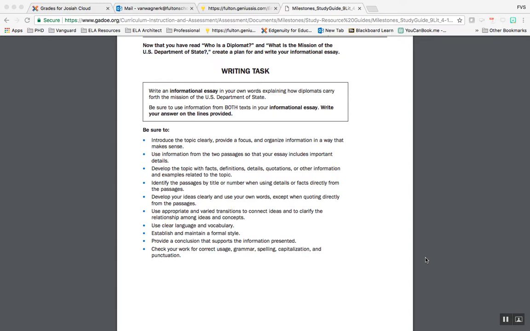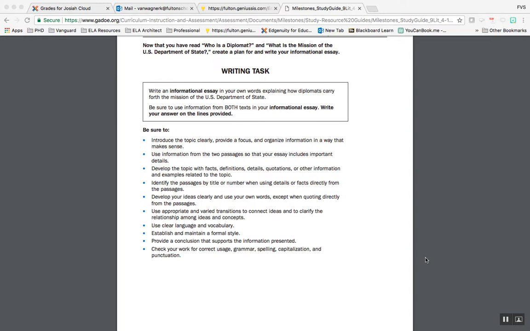Develop your ideas clearly and use your own words, except when quoting directly from the passages. Just remember, if you are paraphrasing from one specific source, you'll still need to cite that. If you are synthesizing from both sources, that's fine because that's your own understanding from what you read. That's not something that you'll have to cite.